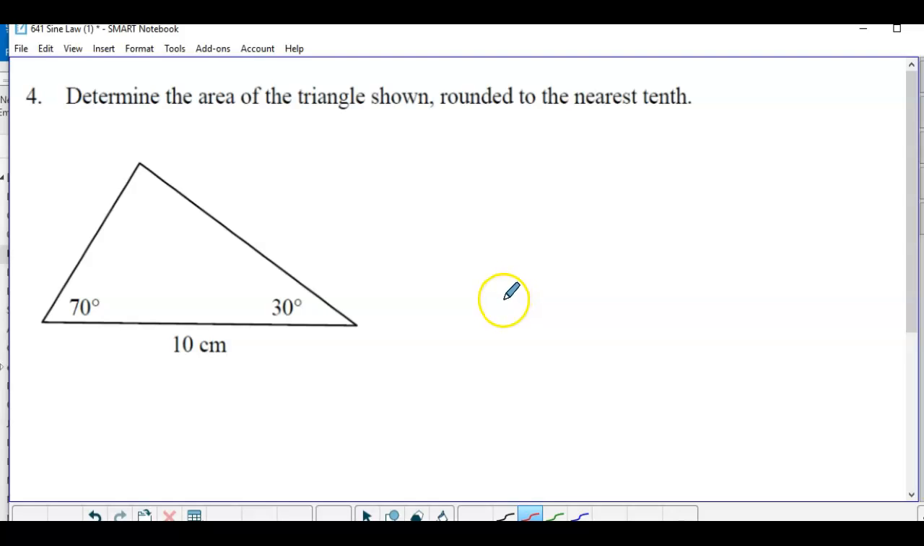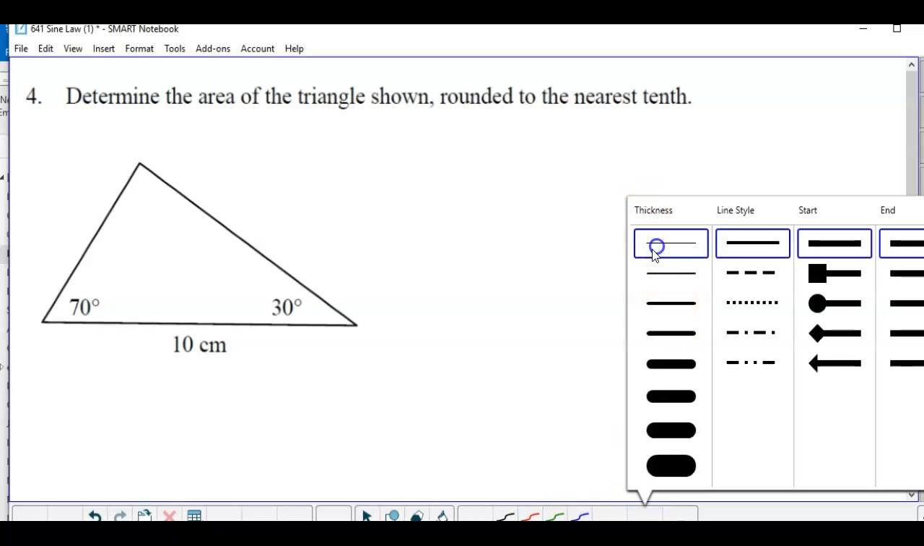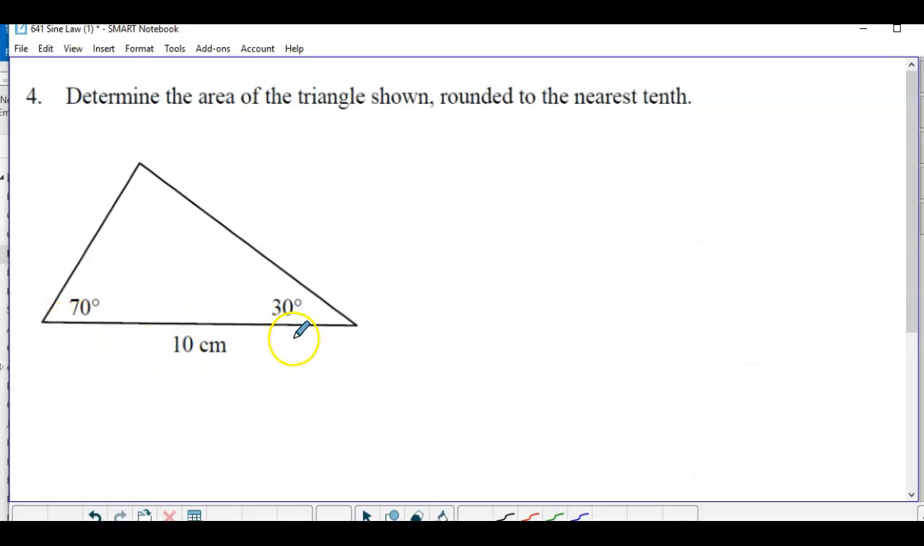And then this one says determine the area of the triangle, round to the nearest tenth. So area is base times height divided by 2. If we use the horizontal as our base, we have the base. Now we need to find the height. I'm going to call that h for height, not for hypotenuse. We only have one side. We could find this angle here, but it still doesn't give us this side in here.